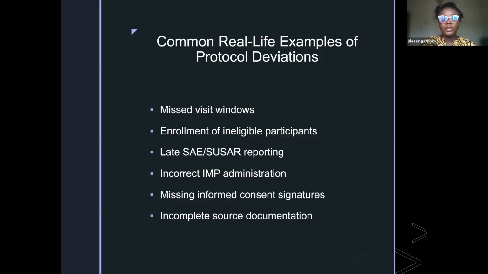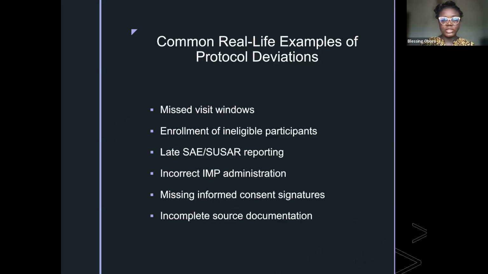So yes, incorrect IMP administration or wrong dose, missing informed consent signature. Informed consent is like the beginning of the study for each and every participant. They have to sign consent before they get into the study. So you want to be sure that no participant's consent or signature is missing, because if you get it wrong from the beginning, what's the probability that you will get things right going forward? So they have to sign.